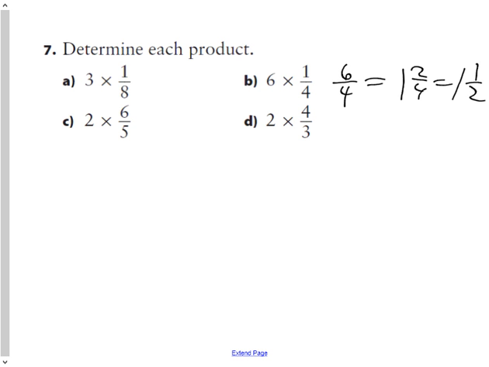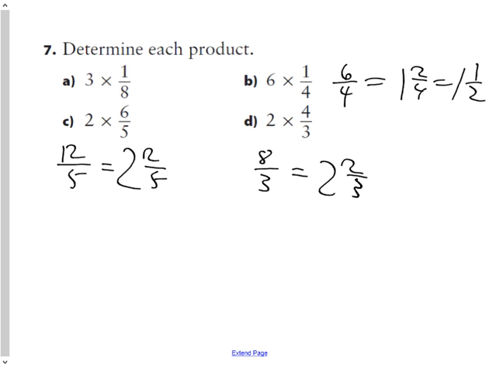Does that make sense to everybody without having to draw it? If I had 6/5, imagine what that looks like, and I doubled it, how many fifths would I have? 12 fifths, which is equal to 2 and 2/5. And finally, if I had 4/3 and I doubled it, how many thirds would I have? 8 thirds. And 8 thirds is equal to 2 and 2/3 as a mixed fraction.